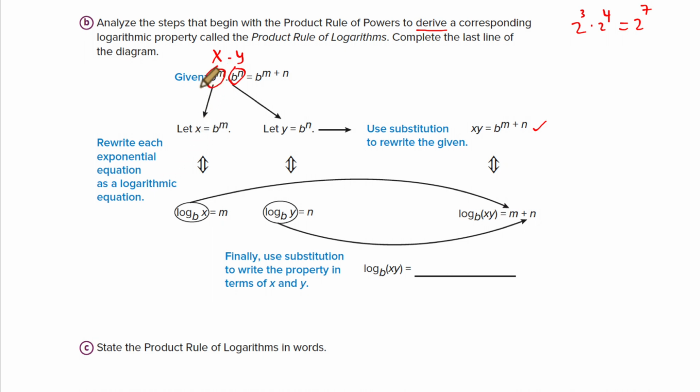So this means that, if we let x equal b to the m, which is what we started with here, I'm going to write that in logarithmic form as log base b. It's always equal to the exponent, so it equals m. It's of x. So log base b of x equals m. That is taking this equation and just rewriting it in logarithmic form. And if I do the same thing to y, then it's log base b of y equals n. And that's where this equation comes from.